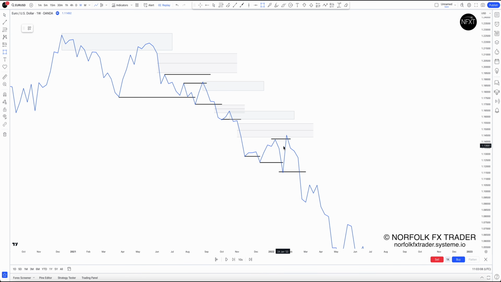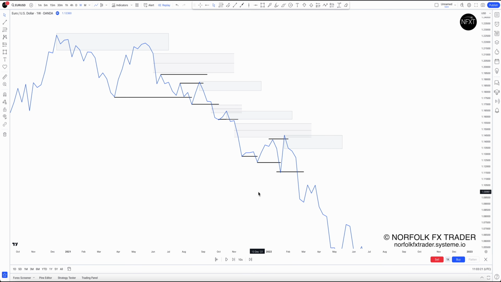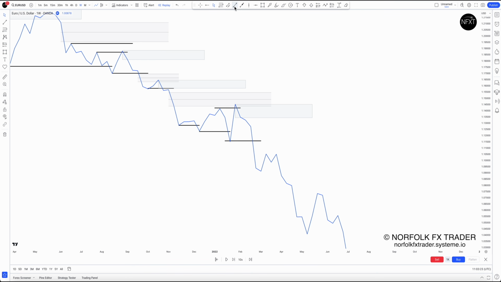So what this then leaves once again is a new area of supply here. Now you would have had a supply zone here, which got removed and failed. So this is where you could have a losing trade. There is no one strategy where you're going to win every single time. Remember, you're never going to win all the time.